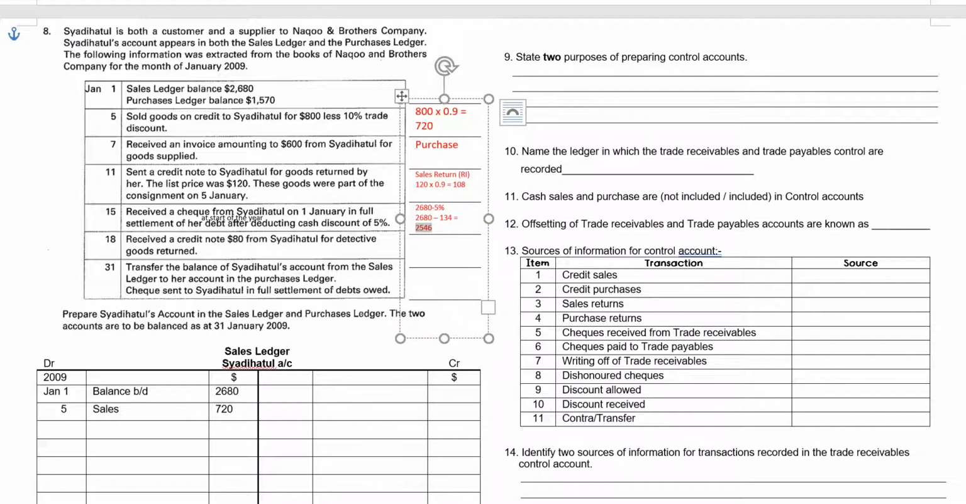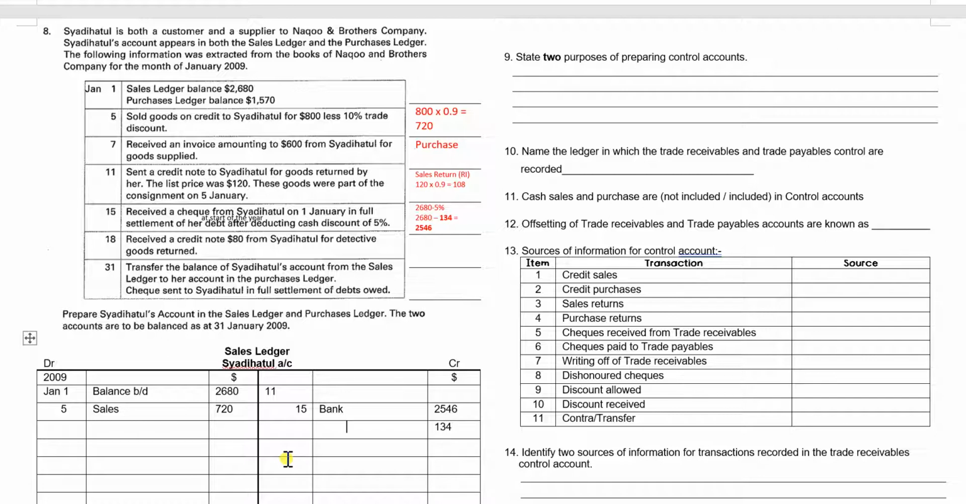We need to record both of these inside the account. So here, this one is for the sales return. This one, 11, is for the sales return. So I'll show you how to do it. Okay, so on the 15th, you receive a check from Shadi Hatu. So bank, because it's a check, so you have to write 2546, meaning to pay 2546, and then the remaining 134 is the discount.